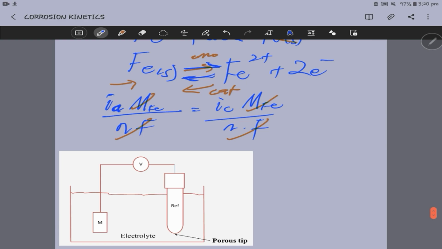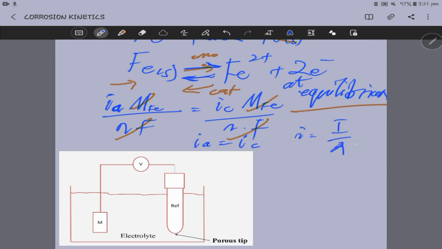So basically, this means that at equilibrium, right? So here we are discussing at equilibrium. We are doing it right now at equilibrium at the moment. Right? So it means that at equilibrium, we have the current density for the forward reaction being the same as the backward reaction. Right? So that will mean that the current density for the anodic is the same as the current density for the cathodic, right? And we've seen that the current density is the current over the cross-sectional area. We've seen that already, right?